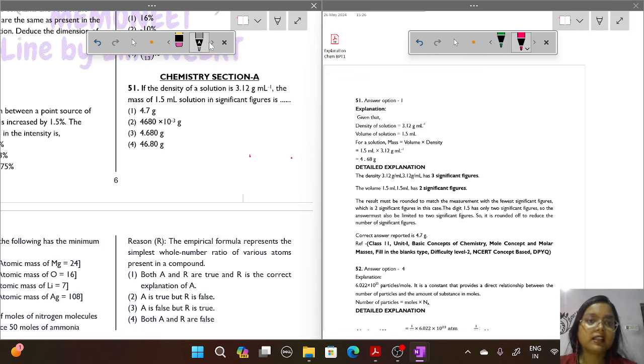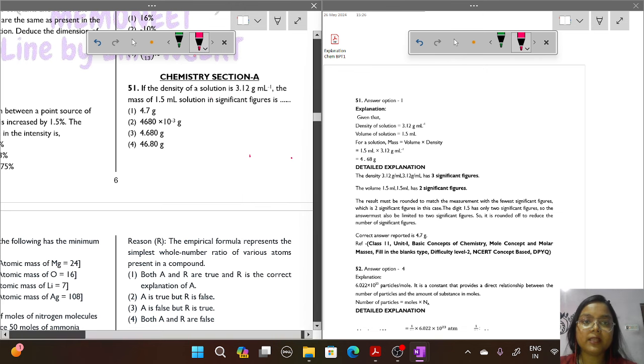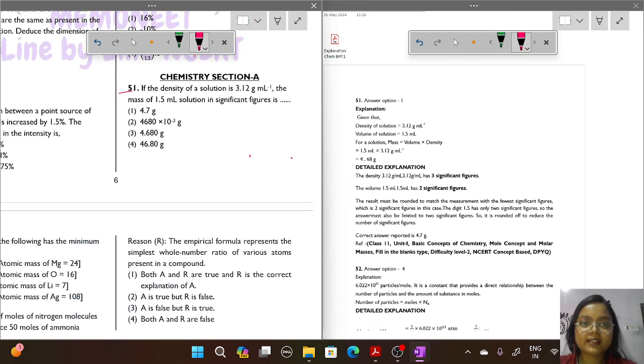Okay, so in the chemistry section A, question number 51 says that if the density of a solution is 3.12 gram per ml, the mass of 1.5 ml solution in significant figures is. So it has been asked that we have to find out what is the mass in significant figures. We have to find out what is the mass.